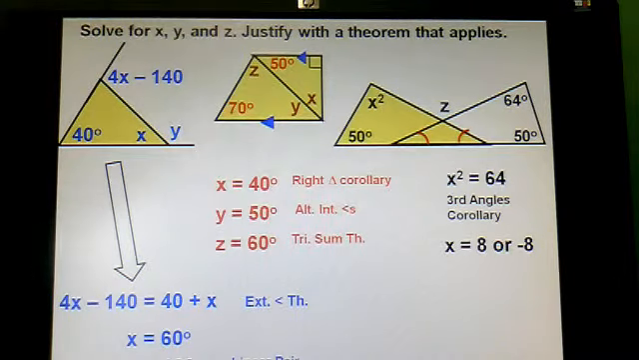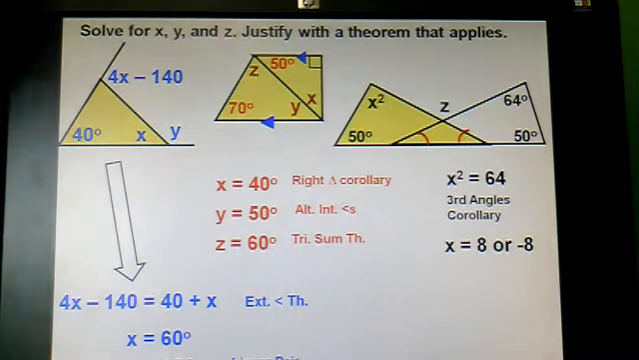Z is much trickier to find. I would highly recommend you pause, think through this, and say, how the heck do I get Z? Because it takes multiple steps, which I'm not going to show up here. But you certainly should work through them and show them on your own paper somewhere. But I'm going to talk through them.